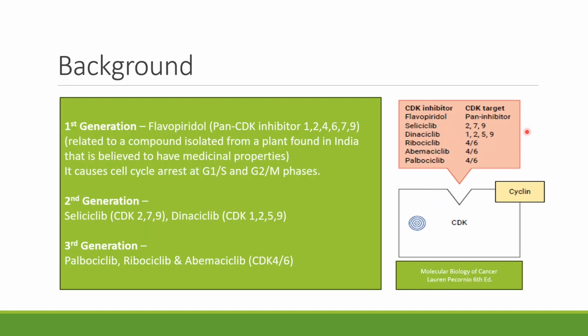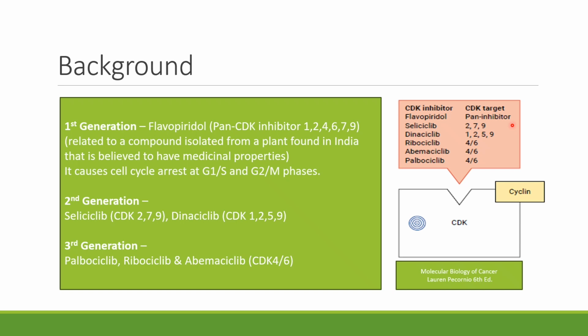So let's talk about the background of CDK4/6 inhibitors. So initially the pan CDK inhibitor was flavopiridol. So interestingly, this compound was also isolated from a plant from India that was believed to have medicinal properties. So this causes cell arrest at G1 and S as well as G2 and M phases. So this was the first generation pan CDK inhibitor.